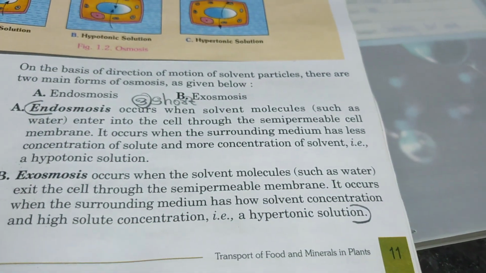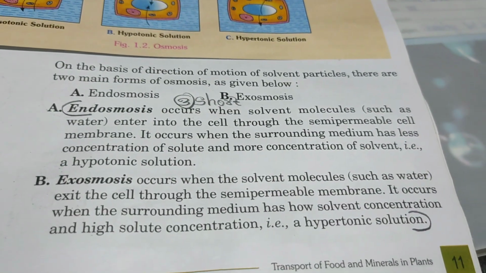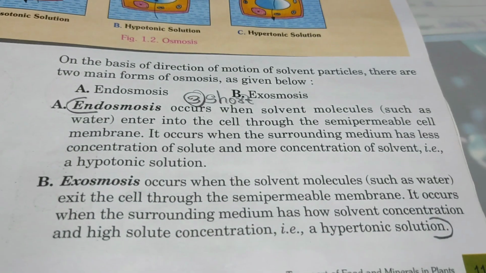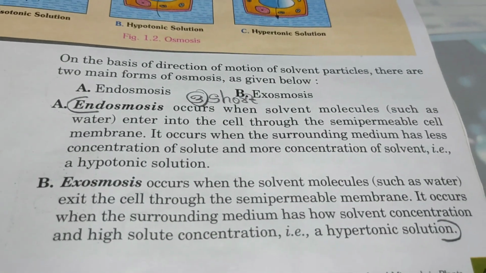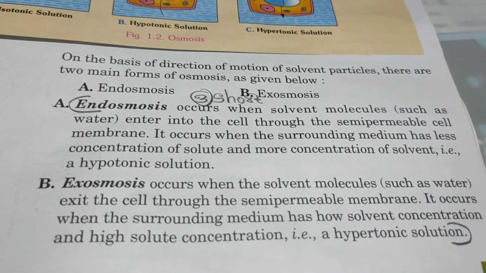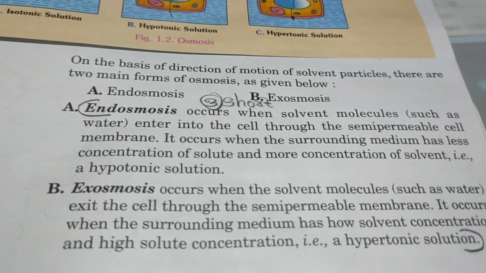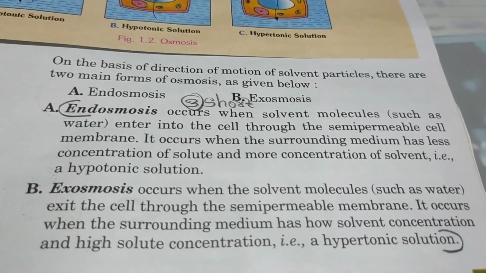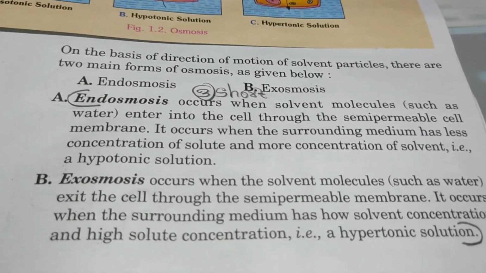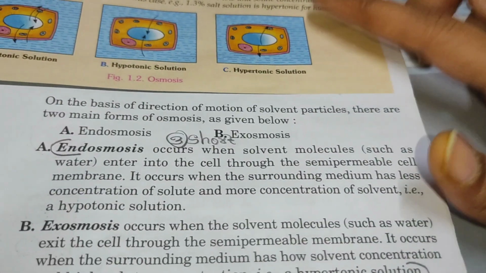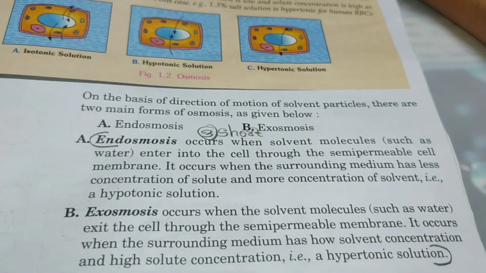Then exosmosis means where solvent molecules exit the cell through the semi-permeable membrane. It will go outside through the semi-permeable membrane, exit the cell, when the surrounding medium has low solvent concentration and high solute concentration. For example, in hypertonic solution exosmosis takes place. Next.